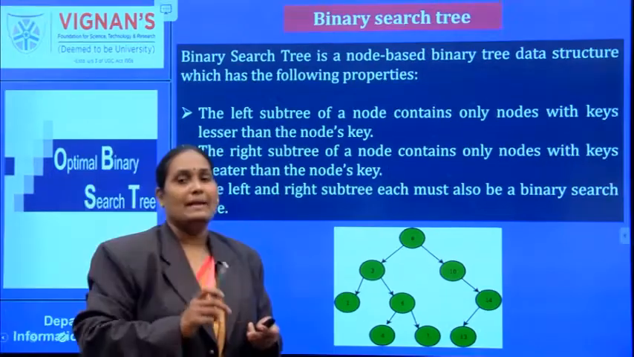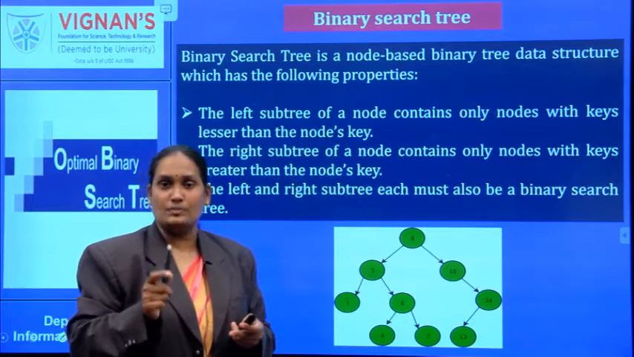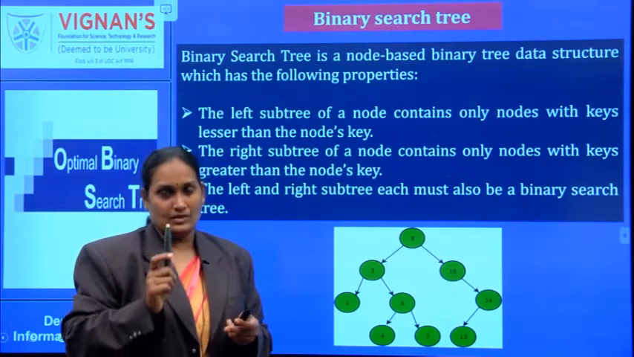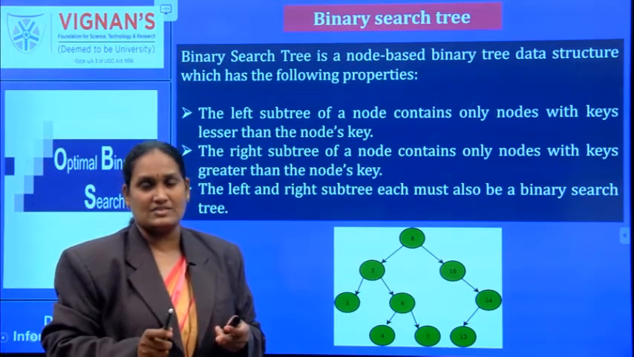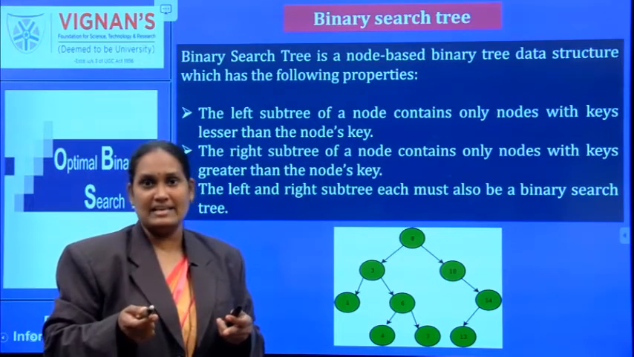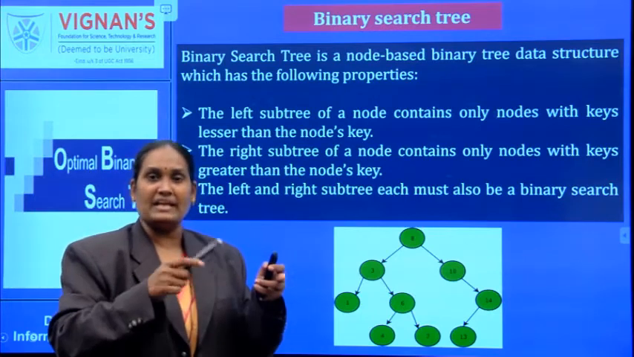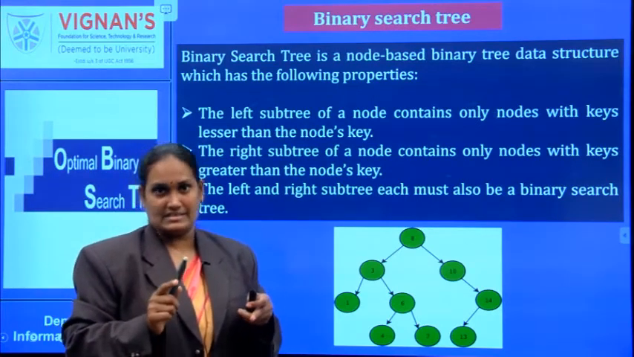Now, what does a binary search tree mean? It should be a binary tree first. That is, it must not have more than 2 children, and the properties to be satisfied by a binary search tree are that the left child is less than the root node, the right child is greater than the root node, and the left subtree and right subtree should also become binary search trees.